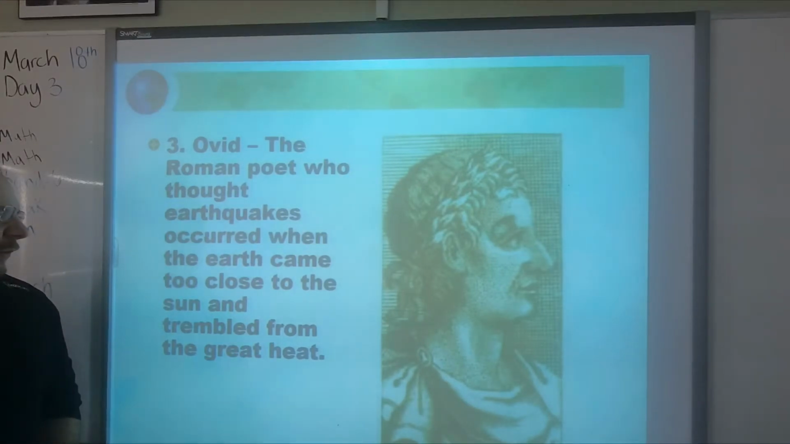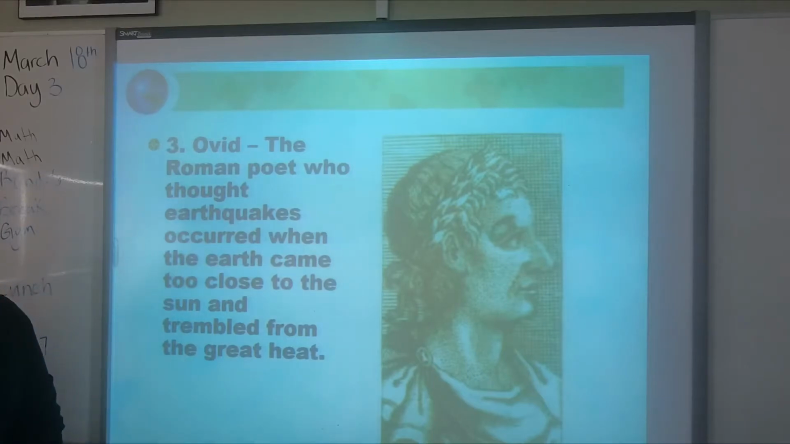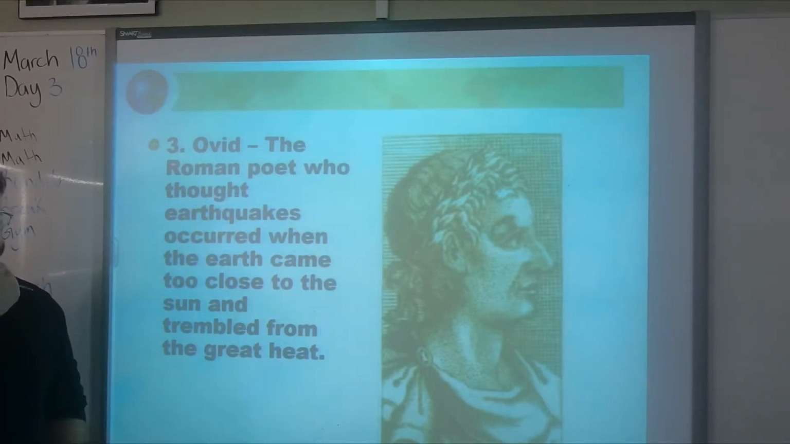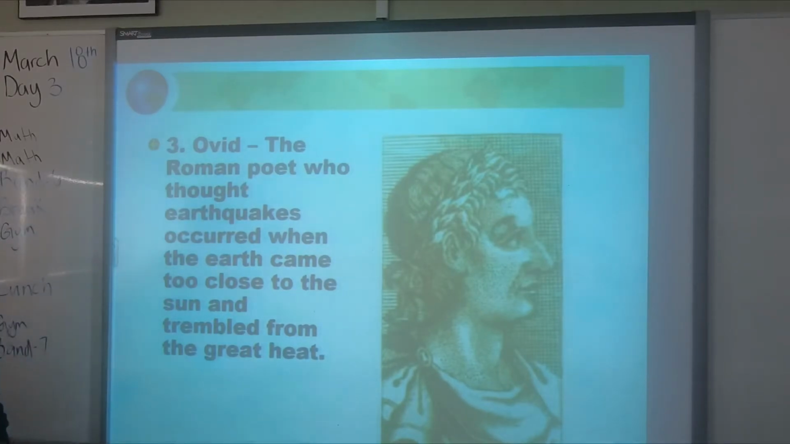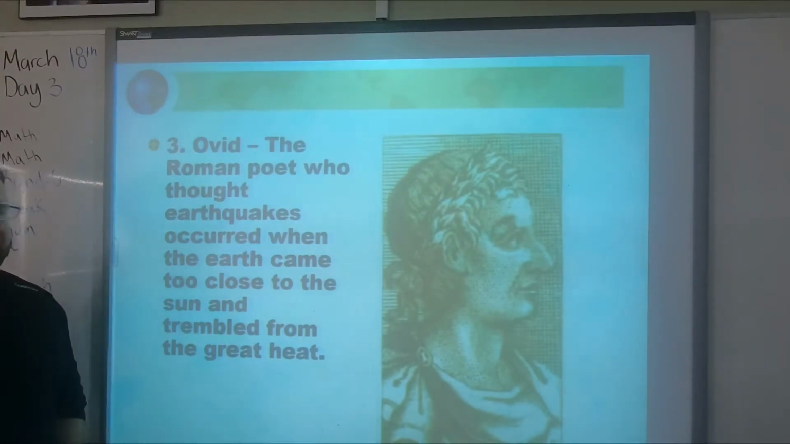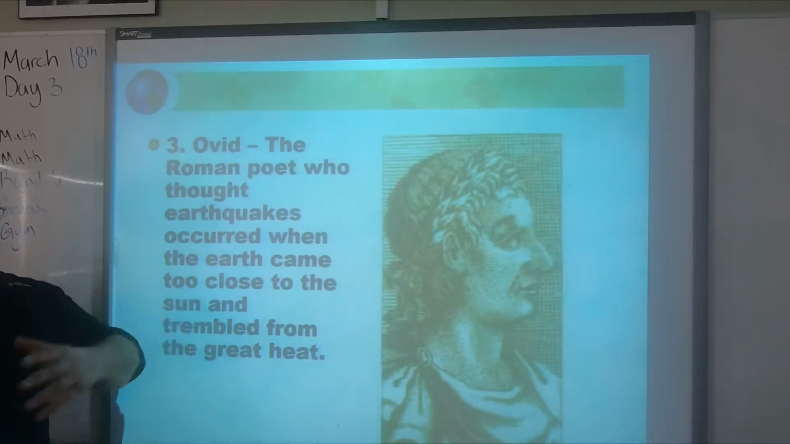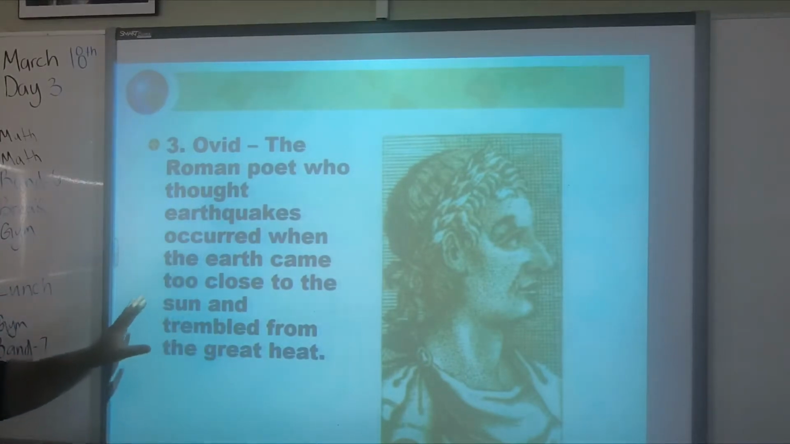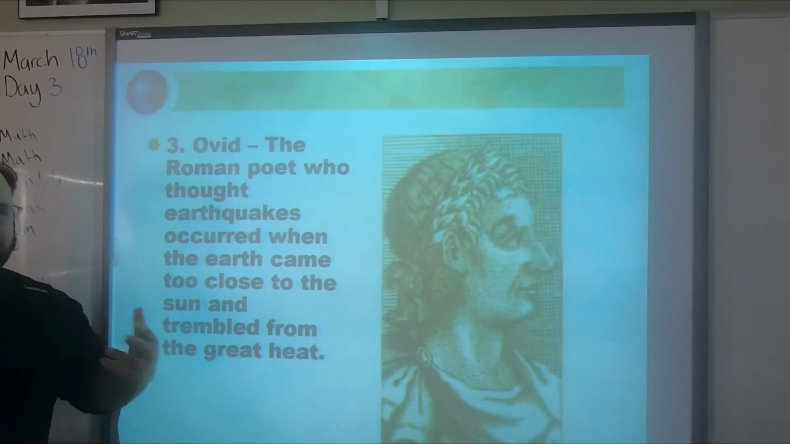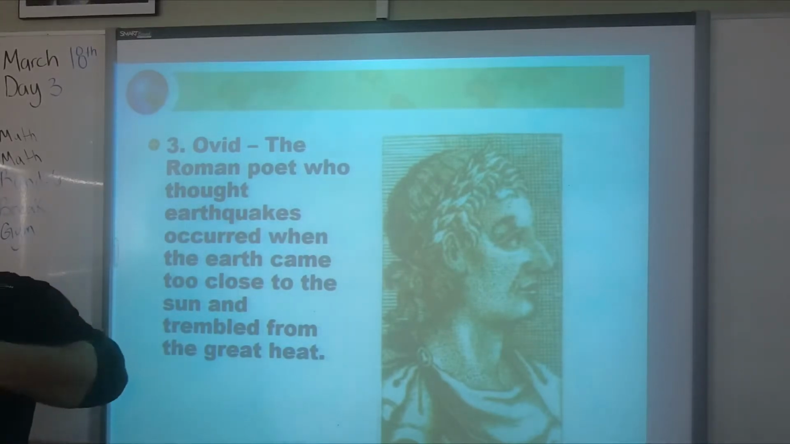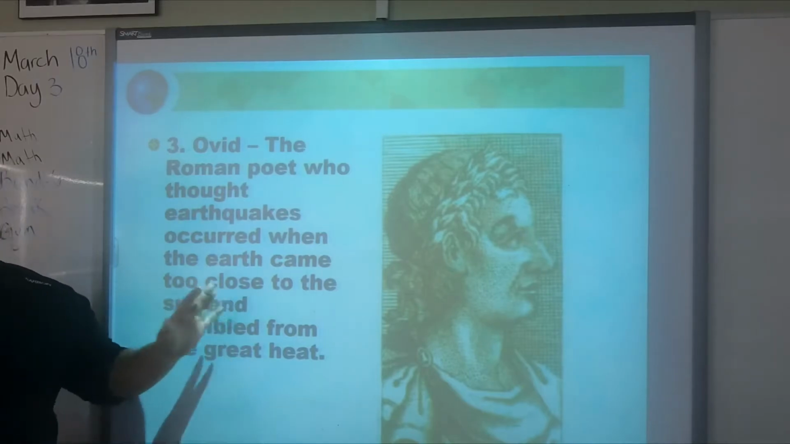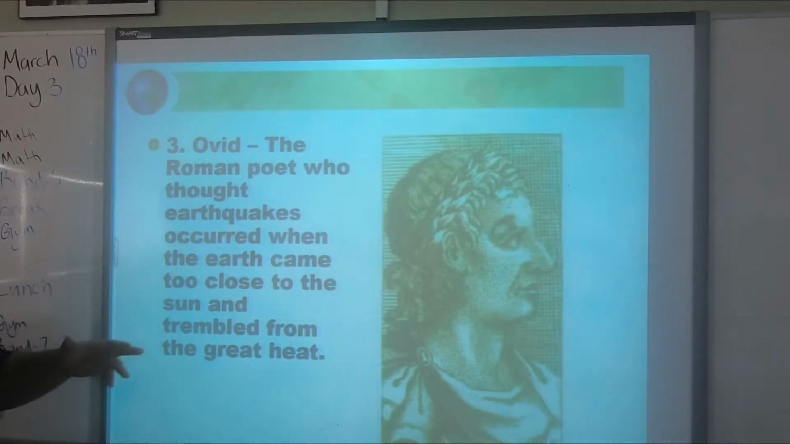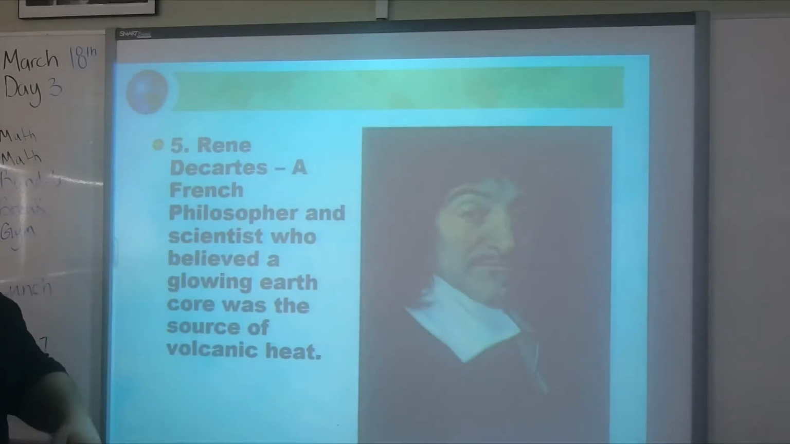That the earth came too close to the sun and trembled from the great heat. Connor? That there was heat. It had to do with the fact that there was heat, there was friction, there was something happening that was causing this. But again, Anaxagoras thought it was in the earth. Ovid thinks it's out of the earth. But he is right about one thing. It does have to do with great energy, great force, great heat. Evan? Plates? Well, he's not quite there yet, but we're all sort of putting these theories together, our ancient ancestors.